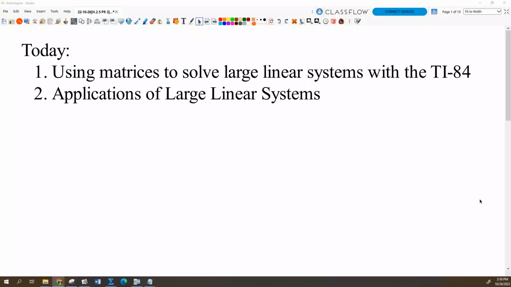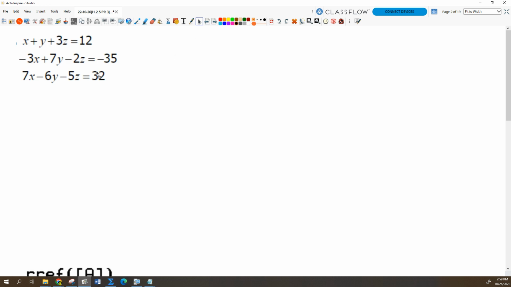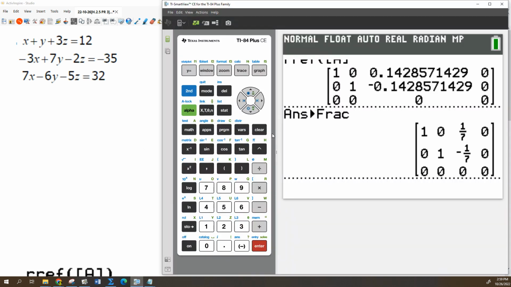The two things we want to do today: I want to show you how to solve matrices on your TI-84s, and that won't take long, and then we're going to jump into some application problems and get a little practice with those. So let's start off with something like this. How would we solve this 3x3 system with technology, with the TI-84? So here's what you do.